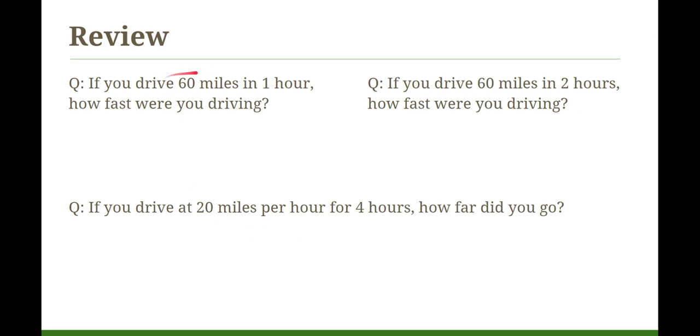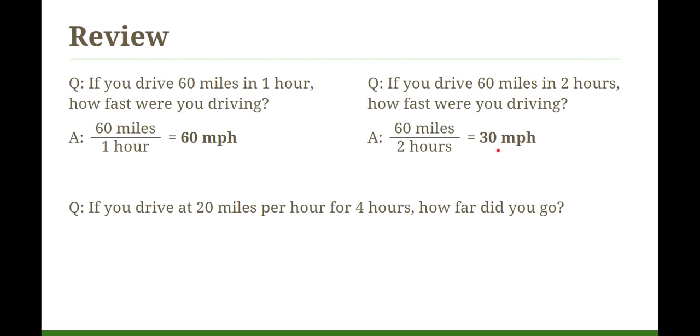And so we can take this distance that they traveled and divide it by the time that it took them to travel that distance to get 60 miles per hour. The second question, if you drive 60 miles in 2 hours, how fast were you driving? And so we'll follow a similar pattern to the first one, divide by 2, and so we'll get an answer of 30 miles per hour.